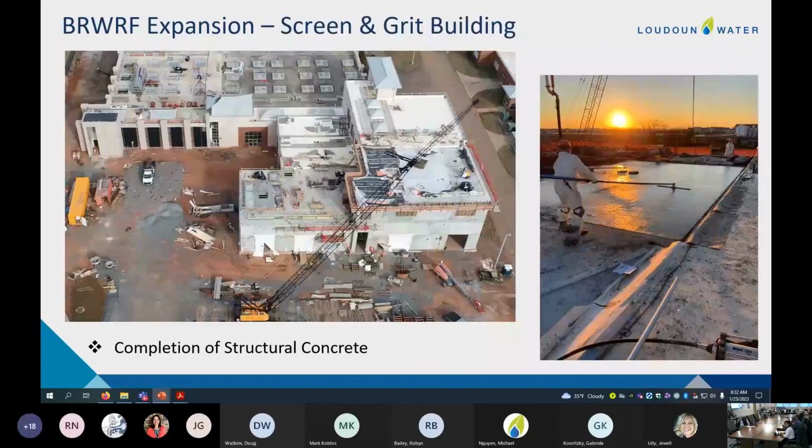And then moving on to the screen and grit building. So the screen and grit building expansion is right here. And we have completed the structural concrete through the end of the fourth quarter. And so as the work has moved into the first quarter of this year, we're getting into the mechanical work and electrical work in that building.